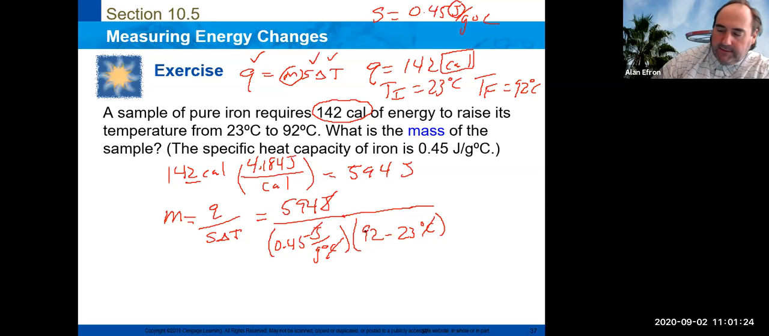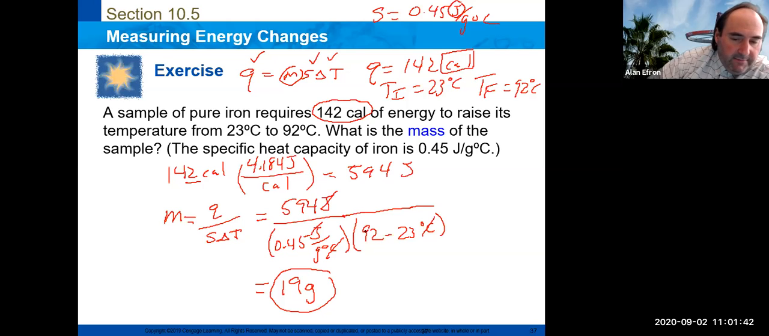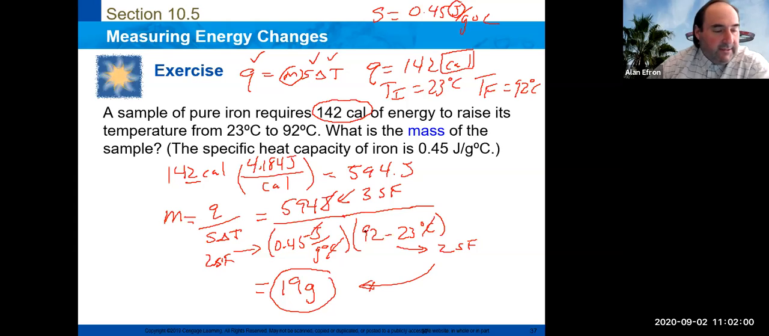And if we do that, divide it by 0.45 and divide it by 92 minus 23, looks like we should end up with probably 19 grams in this case. And again, in terms of sig figs, I kept the whole number. There's like 0.1, whatever it is on the joules, but technically this should be 3 sig figs. This guy is 2 sig figs. And I believe when you subtract these to the whole number, you also end up with 2 sig figs. So 2 sig figs there on the answer at the end.